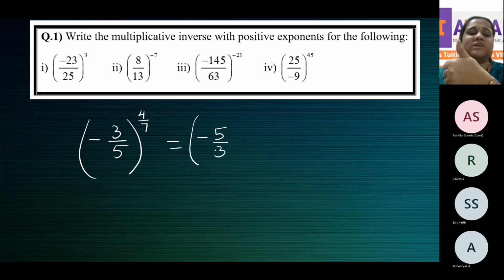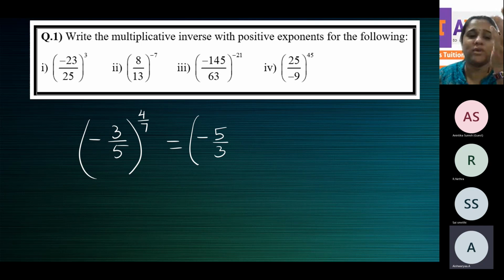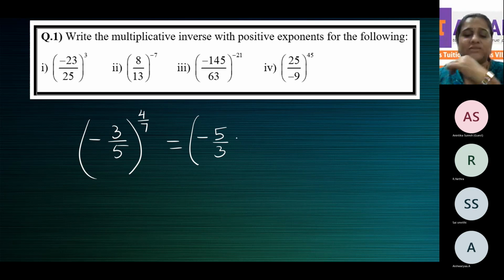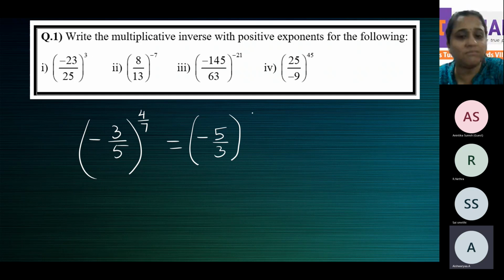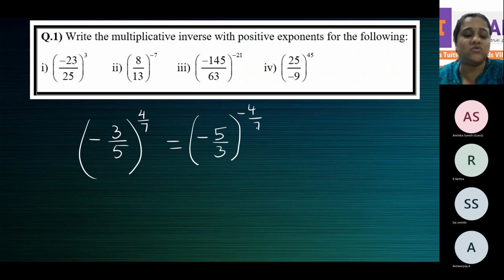Reciprocal means just write it upside down. Take 5 to the numerator, bring 3 to the denominator. That's all. Minus will stay there. This is the reciprocal of the base. What's the negative of the power? It's plus 4/7. So it will become minus 4/7. So these two are equal. These two are equal in value.